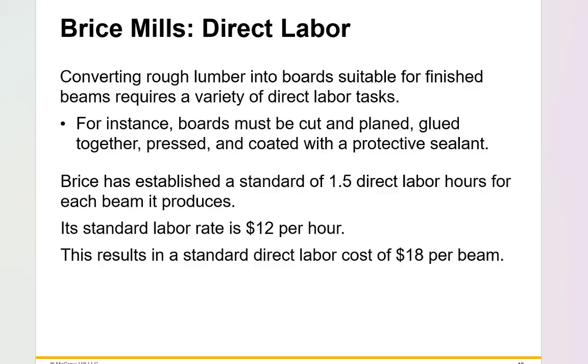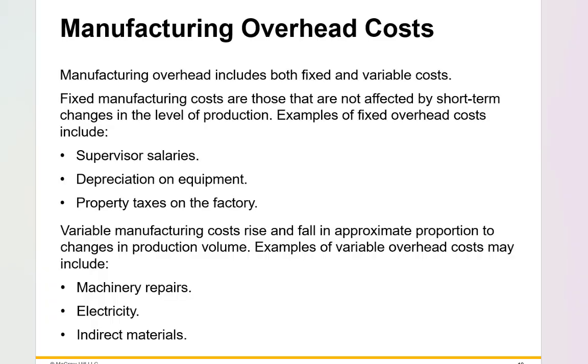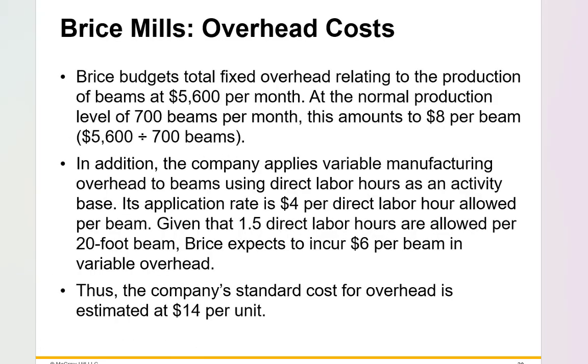Next, direct labor. How many hours does this take? Bryce has established a standard of 1.5 direct labor hours for each beam, and the standard labor rate is $12 per hour. So 1.5 times 12, the direct labor cost for each beam is expected to be $18. There's a third component, which is manufacturing overhead costs. As we've talked throughout this text, there are supervisor salaries, depreciation on equipment, property taxes, repairs, electricity, and indirect materials. This top set is fixed, and this bottom set is variable. So we'll want to think about that.